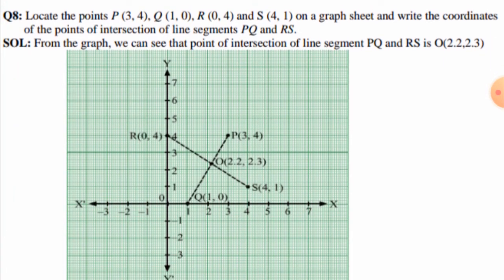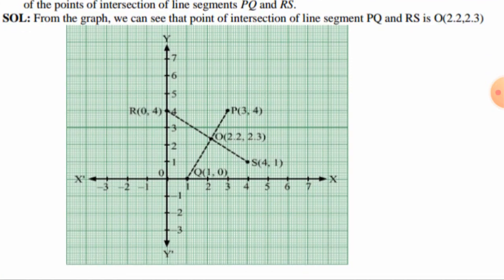Now question number 8: locate the points P (3, 4), Q (1, 0), R (0, 4) and S (4, 1) on the graph sheet and write the coordinates of the point of intersection of line segments PQ and RS. So in this solution, from the graph we can see that the point of intersection of line segments PQ and RS, that is O, is (2.2, 2.3).